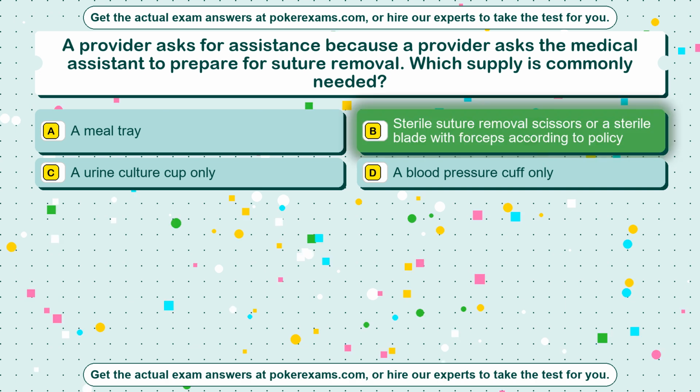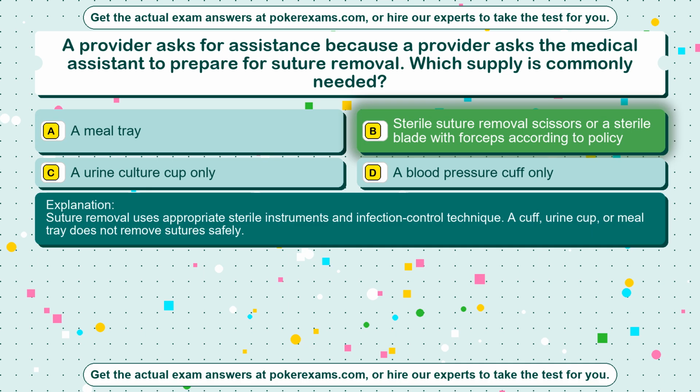The correct answer is option B, sterile suture removal scissors or a sterile blade with forceps according to policy. Suture removal uses appropriate sterile instruments and infection control technique. A cuff, urine cup, or meal tray does not remove sutures safely.